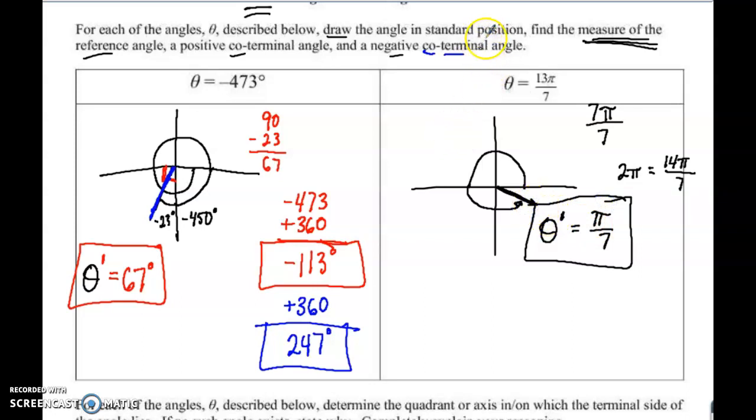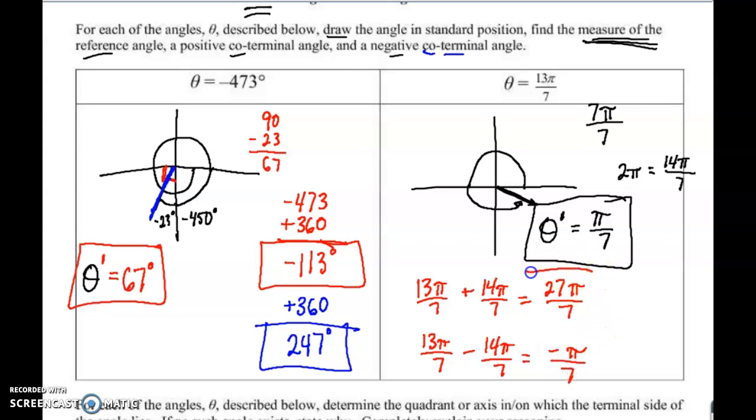What else do we need? Just using the same logic of coterminal. I'll start with 13 pi over 7. And instead of adding 360, I can add 2 pi, but notice that I'm just rewriting 2 pi as 14 pi over 7. So as I add that together, that gives me 27 pi over 7. Remember, the denominator stays the same. And then I can do the same thing, but subtract to get negative 1 pi over 7. So there's 2 more answers for you. One positive, one negative.